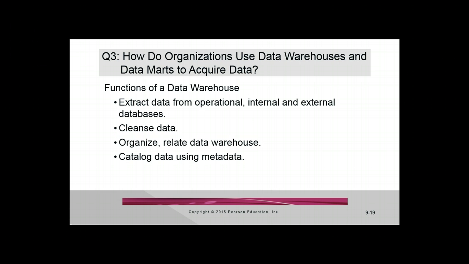It organizes and relates it. For example, it tries to find out that this is John Miko, and this is the same John Miko, or this is John Miko, and this is his wife, and this is his children. So it tries to organize it together, and then it catalogs the data using metadata. Metadata, you remember, is data about data. So it describes the data.